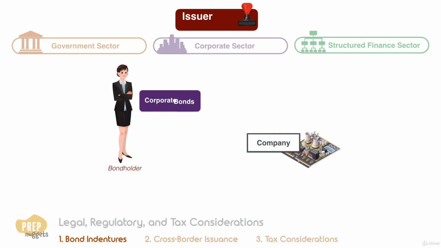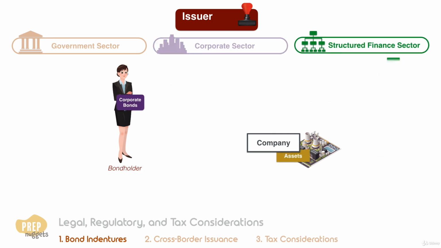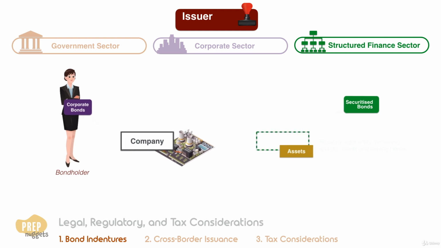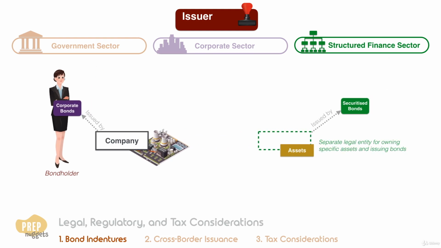Sometimes a company may issue bonds through a process called securitization. Such bonds are known as securitized bonds. This is done by creating a separate legal entity solely for the purpose of owning specific assets and issuing bonds to provide the funds to purchase the assets. These entities are referred to as special purpose entities or special purpose vehicles, and the bonds they issue are called securitized bonds.